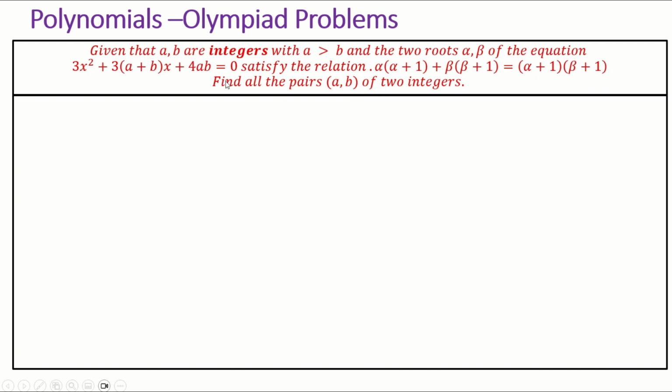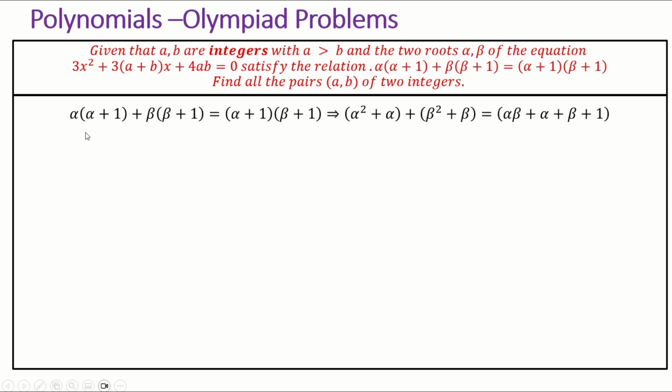Okay, so the problem looks complex, but you have to break down the problem. First, it is given alpha, beta are roots of the equation, so we can derive the relation between alpha, beta and a, b, right? Then substitute here and then see what happens. Correct. So this is the given expression, alpha(alpha plus 1) plus beta(beta plus 1) equal to this value, which is nothing but alpha square plus alpha plus beta square plus beta equal to alpha beta plus alpha plus beta plus 1.